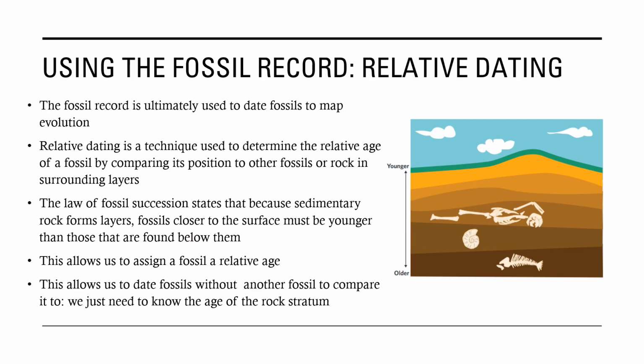So we use the fossil record to obviously see whether species existed, but we can also tell how old things are. And we're going to look at two different ways that we can date a fossil and therefore date an organism and see how long ago it existed. So the fossil record is ultimately used to date fossils. That's really the whole point.